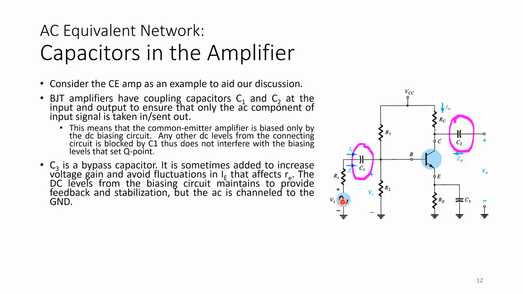C1 and C2 are coupling capacitors, but C3 here is a bypass capacitor. There is a reason for the bypass capacitor, and I'm just saying this here, although it's not covered quite in this chapter. It is sometimes added to increase voltage gain and to avoid fluctuations in IE that affect re, because later you will find re being linked to IE. re is 26 millivolts divided by IE. So the DC levels from the biasing circuit go through RE to provide feedback and stabilization, but the AC is channeled to the ground by the bypass capacitor.